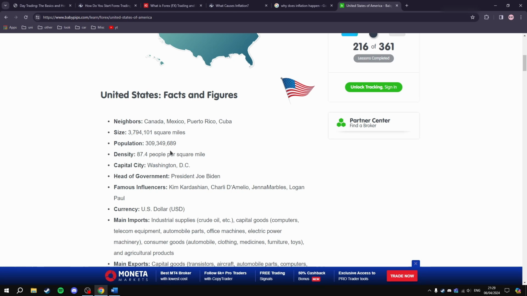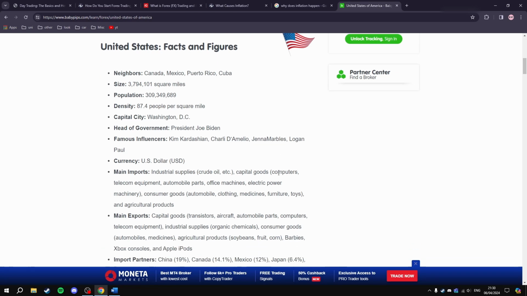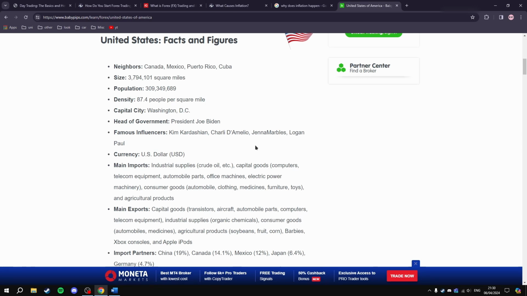309,349,689. Density: 87.4 people per square mile. Capital city: Washington, D.C. Head of government: President Joe Biden. Famous influencers: Kim Kardashian, Charlie D'Amelio, Jenna Marbles, Logan Paul. Currency: US dollar, USD.